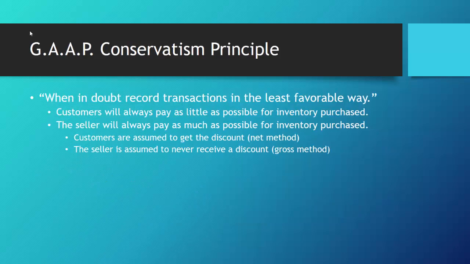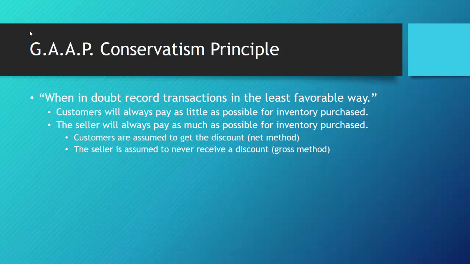What if you don't know what to do? Well, you should abide by this thing called the GAAP conservatism principle. The GAAP conservatism principle has a big, long, fancy definition, but the simplest way to put it is, when in doubt, we should record transactions in the least favorable way for our company. What's the least favorable thing that could happen to our company?